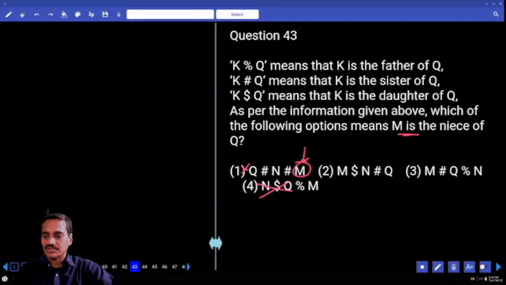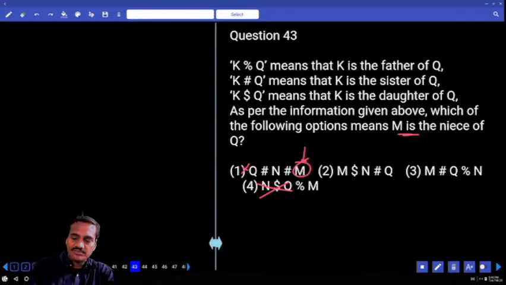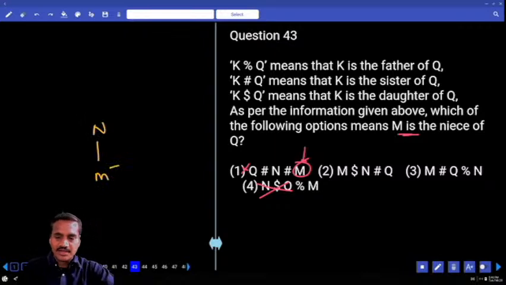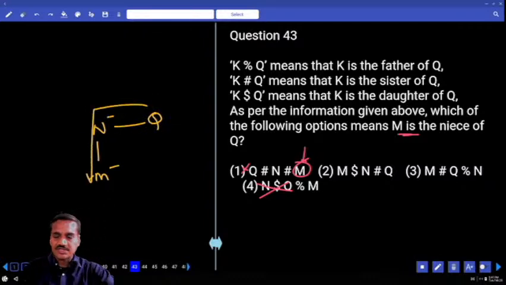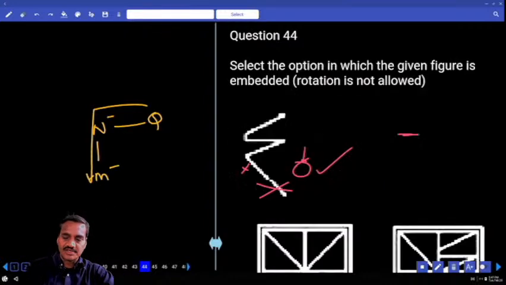M is at the last place. Now we are left with these two. M dollar. Now M hash stands for M is the sister. M dollar means K is zero. Now M is the daughter of N. N is here. M is the daughter of N. N hash means N is the sister of Q. Now N is the sister of Q's sister's daughter. Sister's daughter means sibling's daughter, that is niece. Hence from choice 2 we are getting M is the niece of Q.